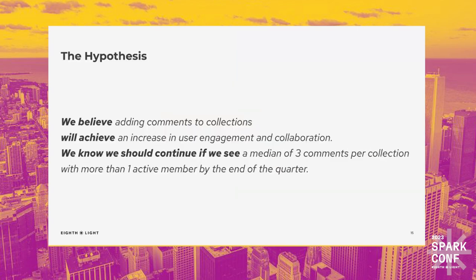And here's the hypothesis. We believe adding comments to collections will achieve an increase in user engagement and collaboration. We know we should continue if we see a median of 3 comments per collection with more than 1 active member by the end of the quarter. So the belief here is that adding comments to collections will lead to more engagement. It's going to help them make progress towards their objective. And they're measuring that by some number of comments per collection, only looking at specific collections that might be eligible for comments. It's also time-bound. The end of the quarter is the scope.